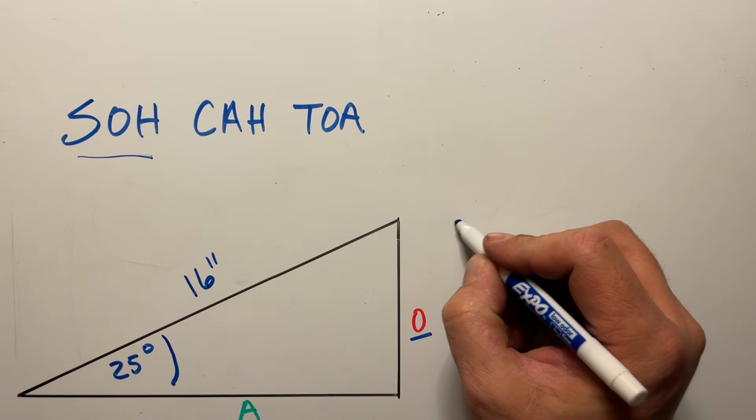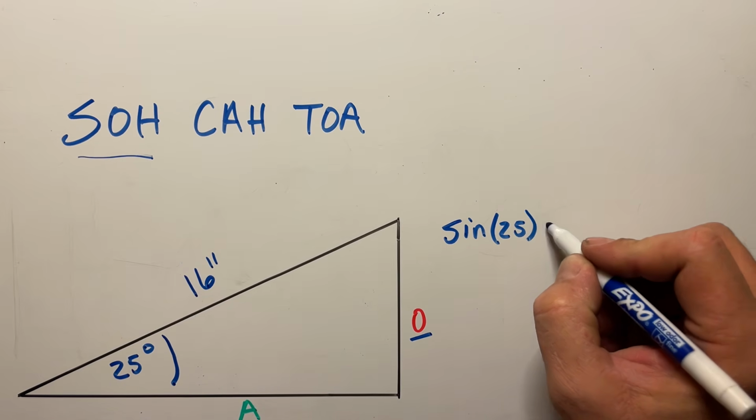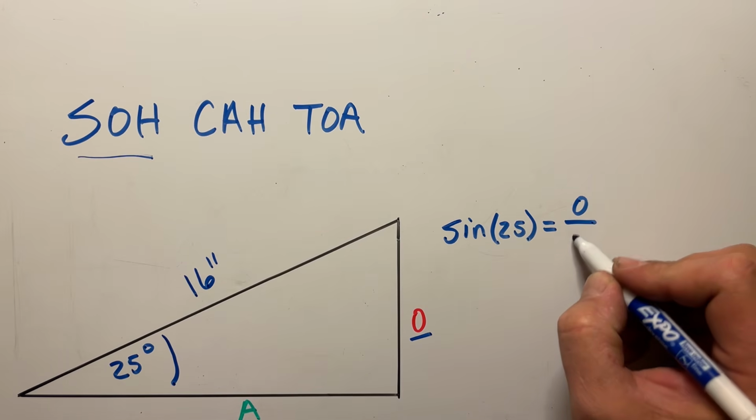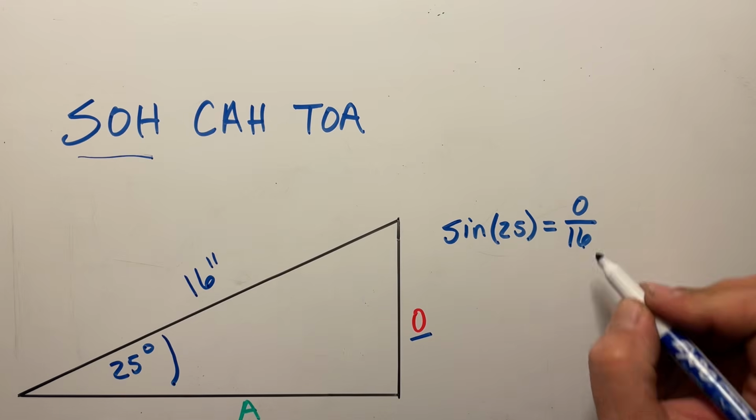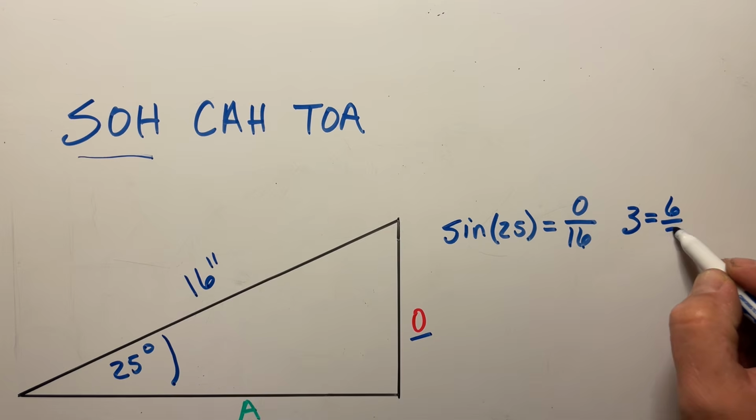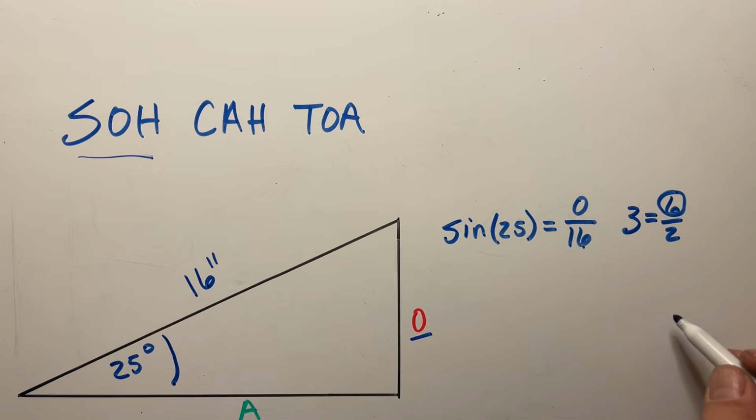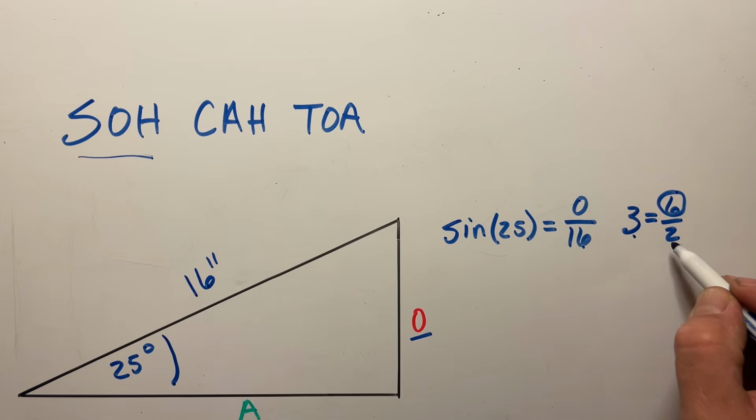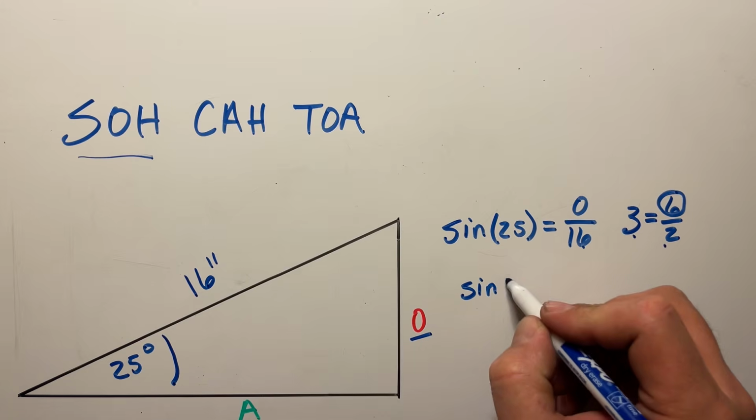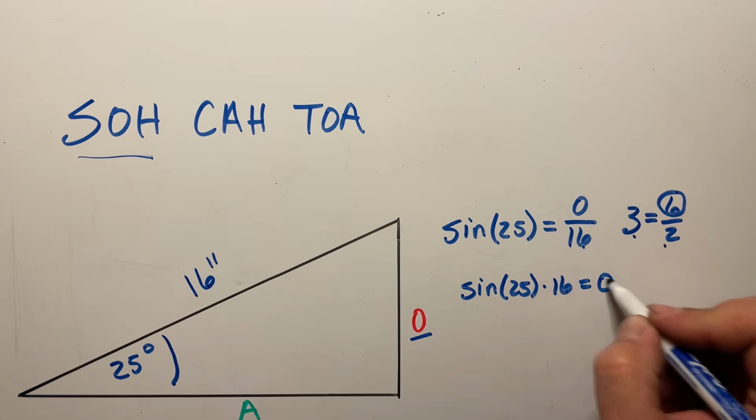So now we can write this out in order. Sine of 25 degrees will be equal to the O, which we don't know yet, over the H, which we do know has a value of 16. And again, we can use that same formula, 3 equals 6 divided by 2. Now we know that this is the information that's missing, and so to arrive at that answer, we need to multiply this one times this one. Same thing over here. So we'll put this as sine 25 multiplied by 16 will get us O.